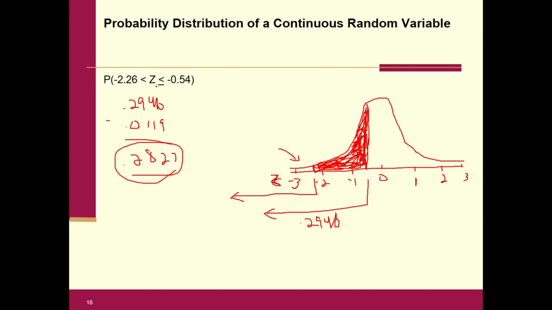By the way, notice I didn't even bring up that we had an equal to sign down here, because it doesn't matter, right? It doesn't matter if there's an equal to sign down here. It just doesn't matter. Not in the continuous world anyways.